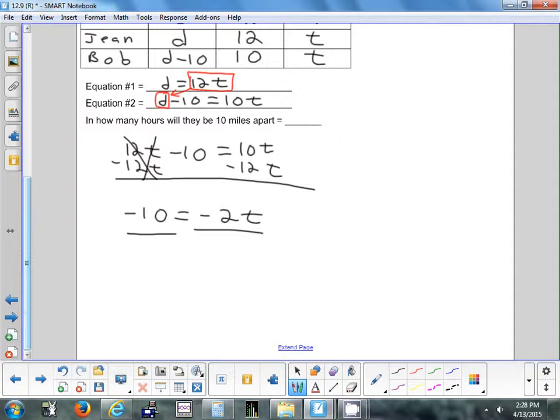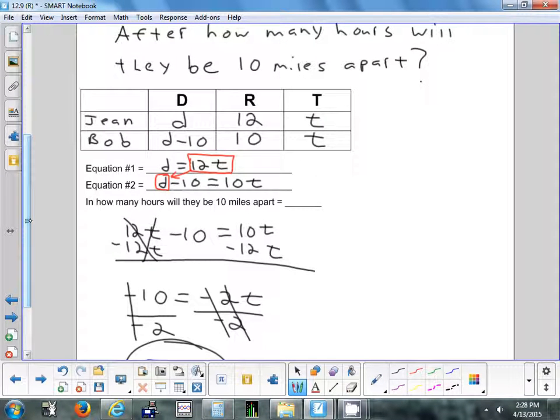Okay, what's my last step? Divide by? This was algebra. Negative 2. Divide by what? Negative 2. What's a negative divided by a negative? Positive 5. Positive 5 hours. Okay. So after how many hours will they be 10 miles apart? 5 hours.